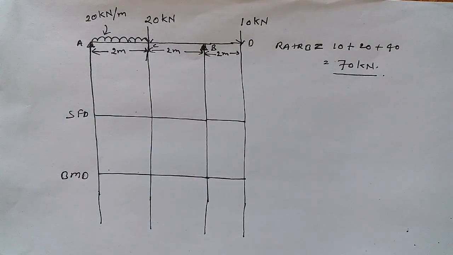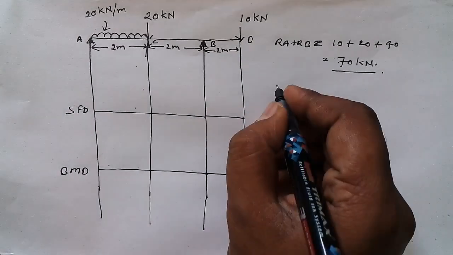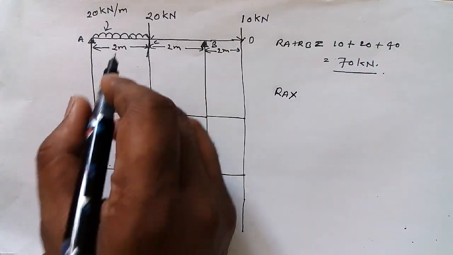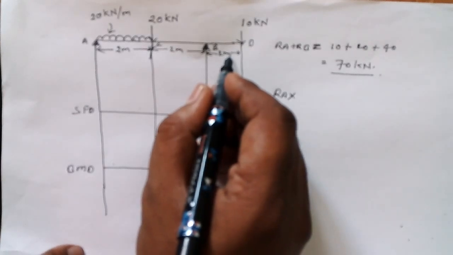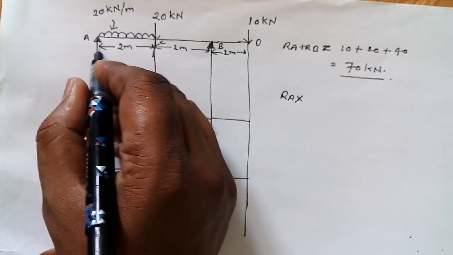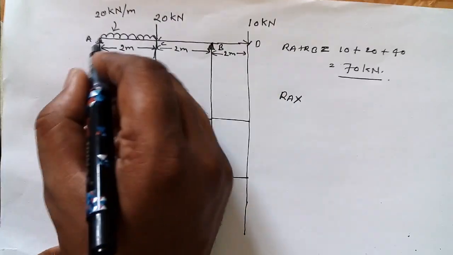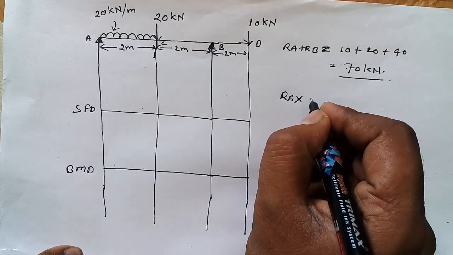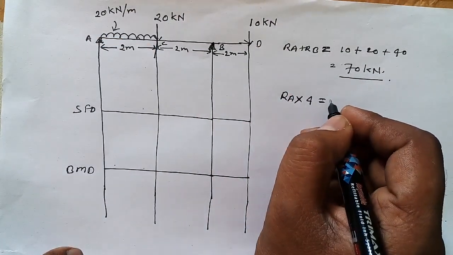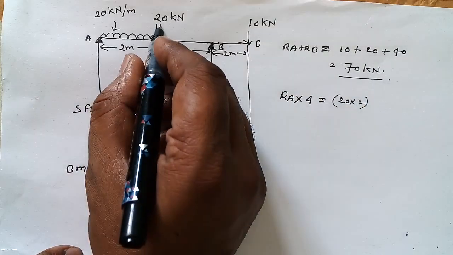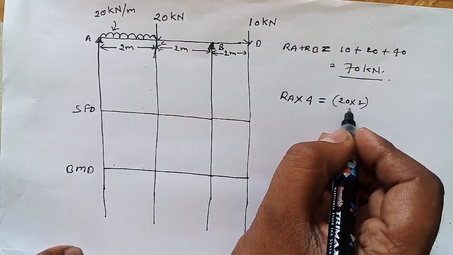Now I can write the equation, I'm going to write it here only. RA into 2 plus 2 plus 2, that means 6. Sorry, if I am fixing this one, then the movement would happen here, but I am taking the distance from here to here, because the other support is here. RA into 4 is equal to 20 into 2, because point load is 20 and distance is 2, that's why 20 into 2.